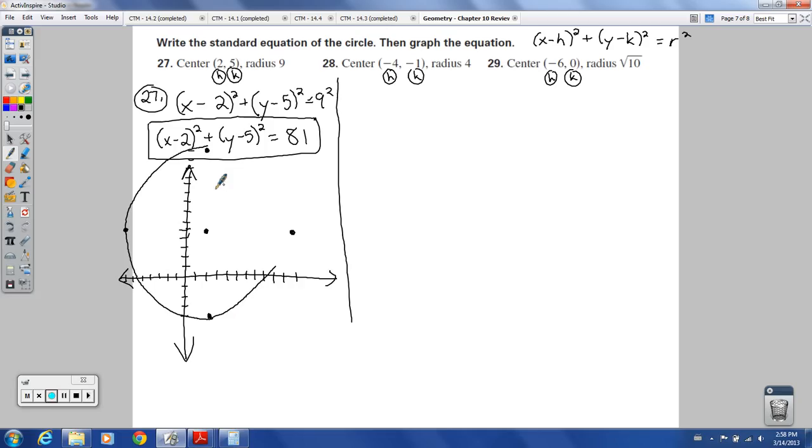It's good to use a compass for something like this, but we're just getting the idea here. So I am not drawing this perfectly to scale, but that's the idea. This point is centered at 2, 5.